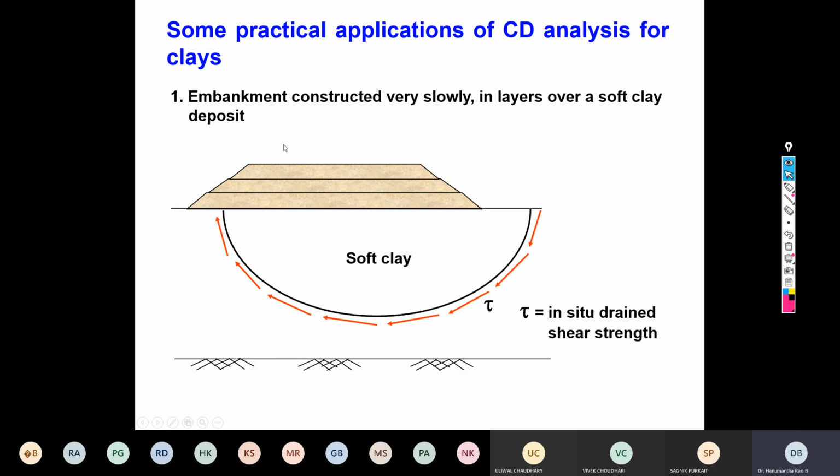So now let me explain some of the practicality of these things. Initially, you are planning to build an embankment or a road or something on a soil mass. Say here in this case, I have taken the soft clay. Initially, the soft clay is under fully saturated condition, but it may be undergoing consolidation because of its own weight.